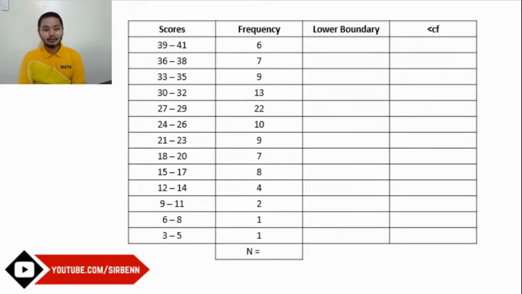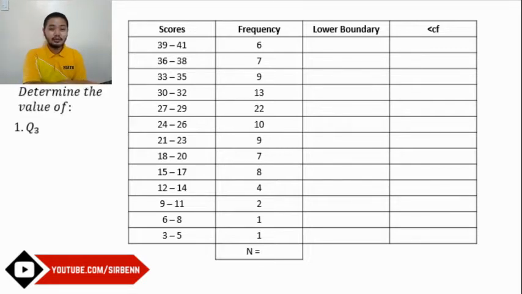Ready ka na? Great! So dito, I'm going to present a table. Ayan siya. So we have your scores. Yung first column is about the scores, so scores sa isang test. Tapos yung frequency, and then kukumpletuhin natin yung table na to doon sa third column, yung lower boundary at saka yung cumulative frequency less than. Okay? So ano yung pinapahanap ngayon sa video na to?